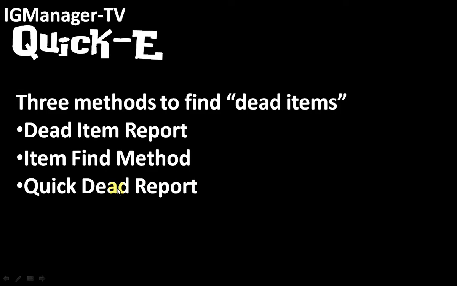Alright, so what we're talking about with The Walking Dead, we're looking for dead items or items with no movement. They can obviously make your file expand to ungodly sizes, over 100,000, when you really only have maybe 28,000 individual UPCs in the store at any one time. IGManager has three methods to get this information. We have one called the Dead Item Report, the next one which uses the Item Find feature in Item Maintenance to find the dead items, and the last one we're going to talk about is a Quick Dead Report.